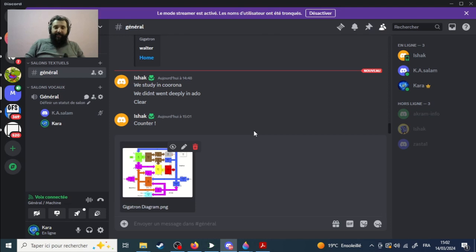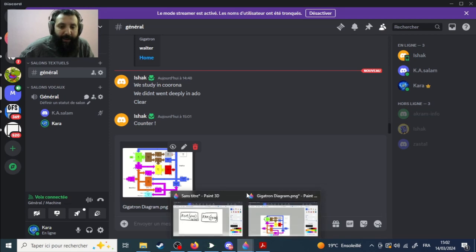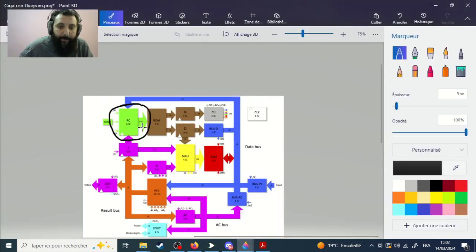A counter is a very simple circuit. It can count in binary. Okay, the first component we have here is a counter. We call it PC, program counter. PC for program counter. Our program counter is 16 bits.